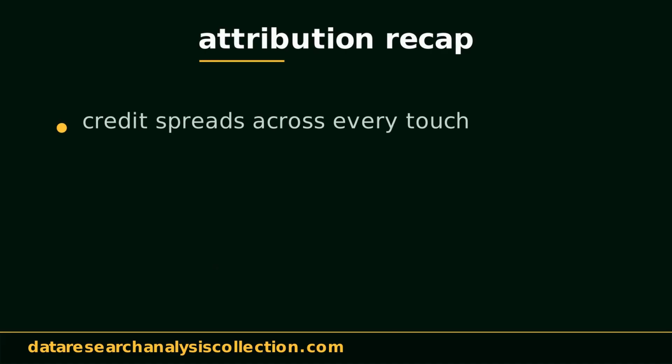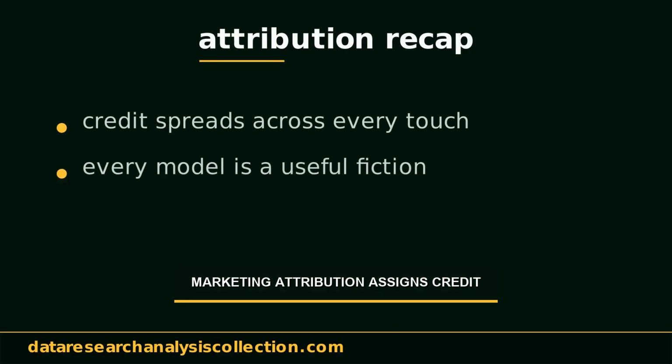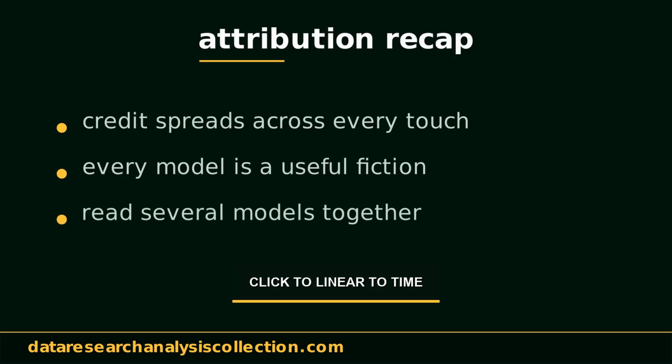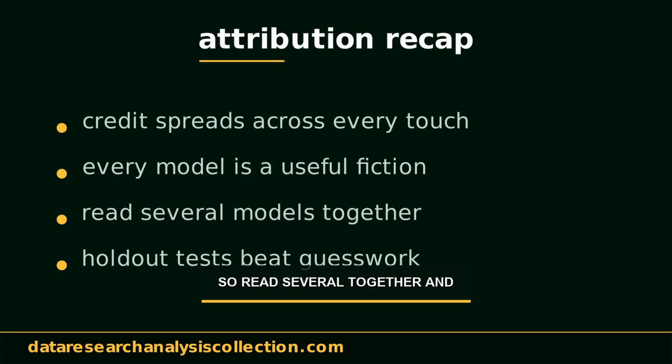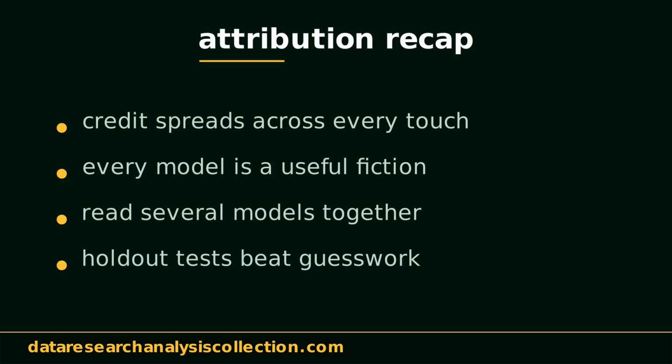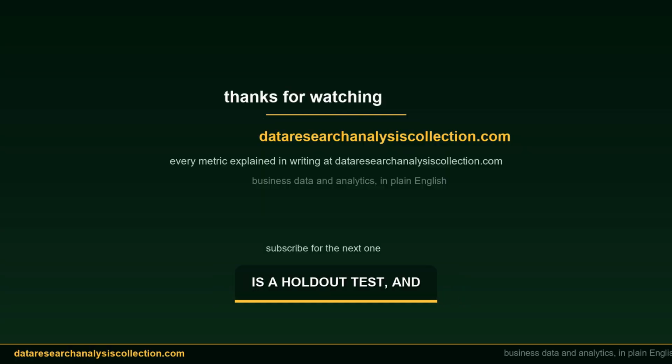So to recap, marketing attribution assigns credit for a sale across the touches that led to it, and every model, from last click to linear to time decay, is a useful fiction rather than a measurement. No single view is correct, so read several together and let their disagreement tell you what role each channel plays. The closest thing to truth is a holdout test, and for a small business, a direct "how did you hear about us" often beats fancy tracking. Watch out for every tool claiming the same sale.